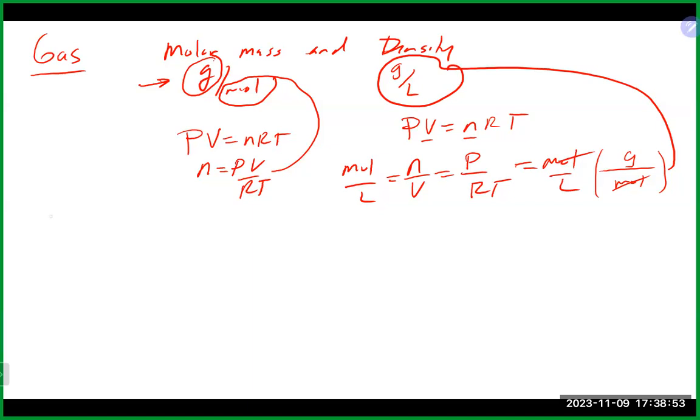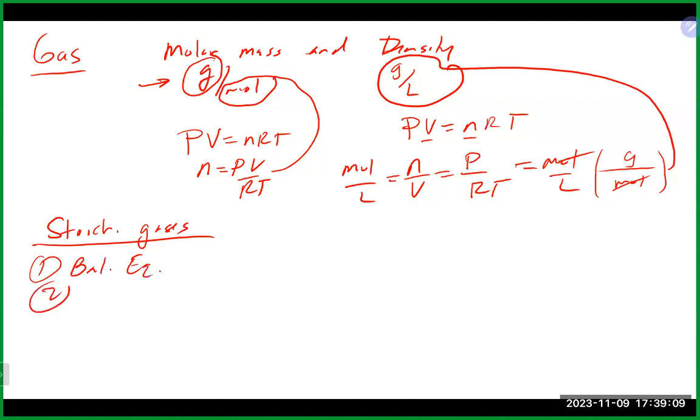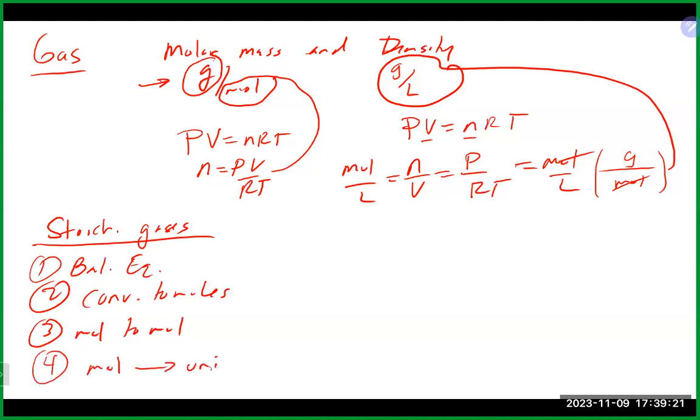Towards the end, we talked about stoichiometry involving gases, and it's really the same sort of steps that we want to follow when we're doing normal stoichiometry problems that involve gases. Basically, we always have to make sure we have our balanced equation. We want to convert to moles. We want to do the mole to mole relationship. And then we want to take those moles to some other unit.